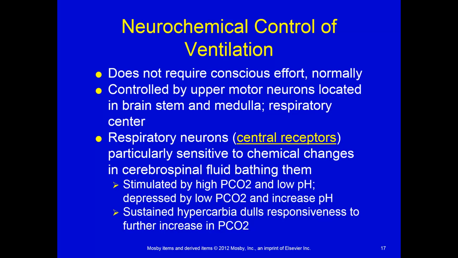So let's talk a little bit about the central receptors first. These are respiratory neurons, referred to as central receptors, that are particularly sensitive to chemical changes in the cerebral spinal fluid that bathes them, that runs in and around these receptors. So where is cerebral spinal fluid found? In the brain and in the spinal cord, right? We know that from our neuro content. So that's where you're going to find these central receptors of ventilation, in our brain and in our spinal cord, okay?